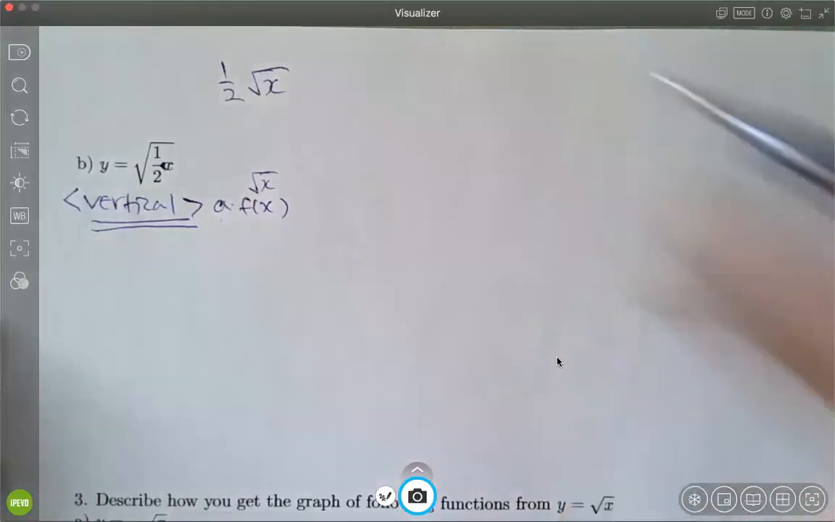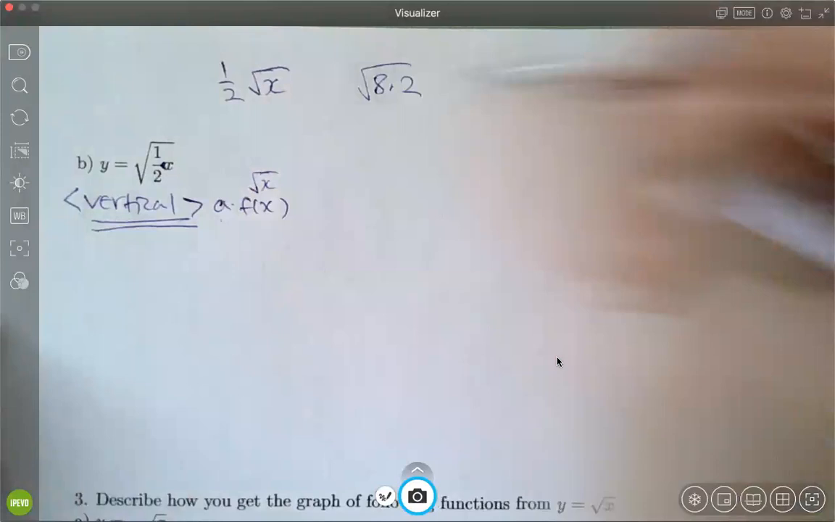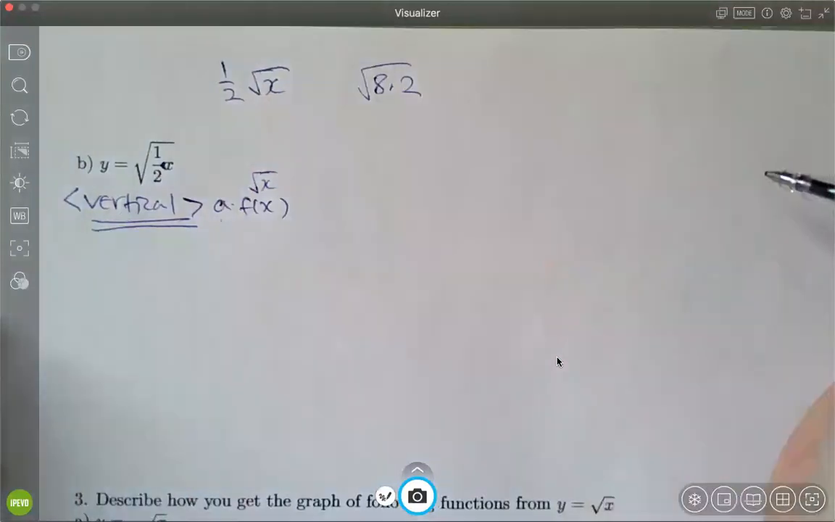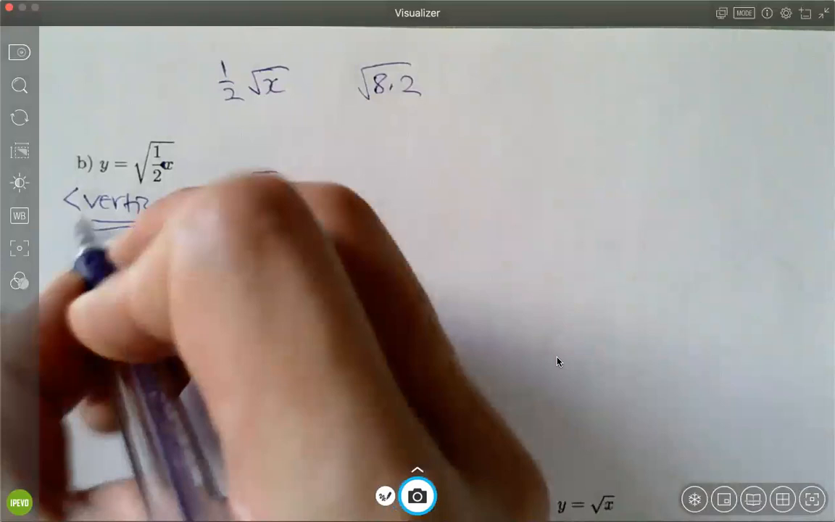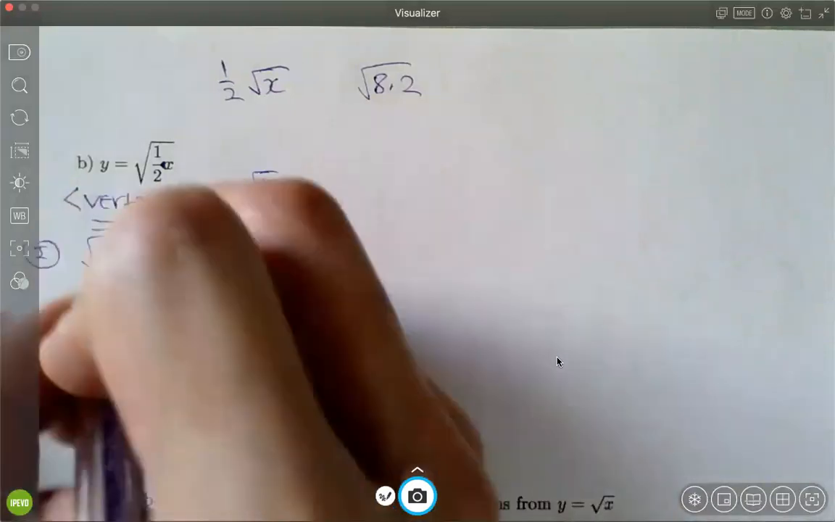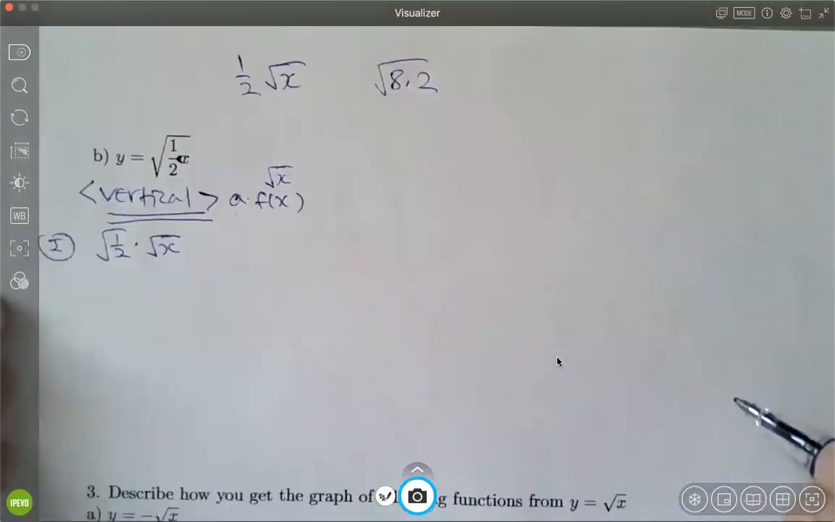For example, if you have something like square root of 1/2 x, what can we do? Split each one. Yes, split. So this is equal to square root of 1/2 times square root of x, because we can split the square root.